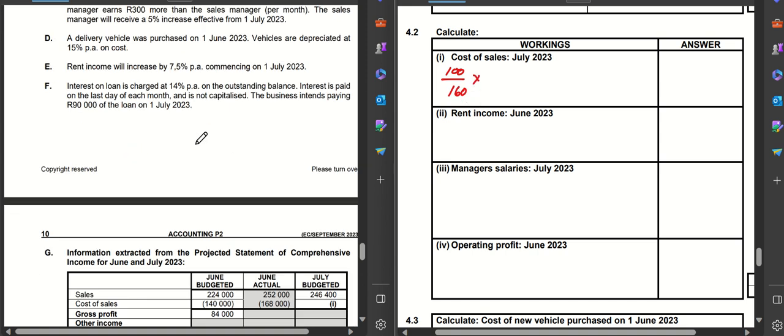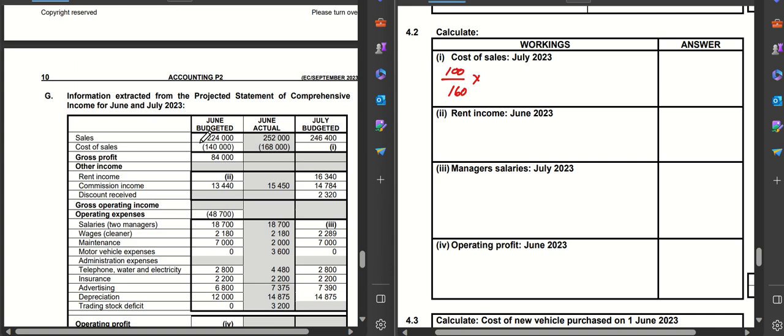Multiply this by your sales that is given, which is your 246,400. So if you multiply this on a calculator, you should get 154,000. All right, remember to bring the answer within this answer column here. All right, there were other ways in which one could have done this. I'm just going to show you one single way and then I will move on to the next one. The next one, which is number 2, says calculate the rent income. Calculate rent income, which is number 2 over there.